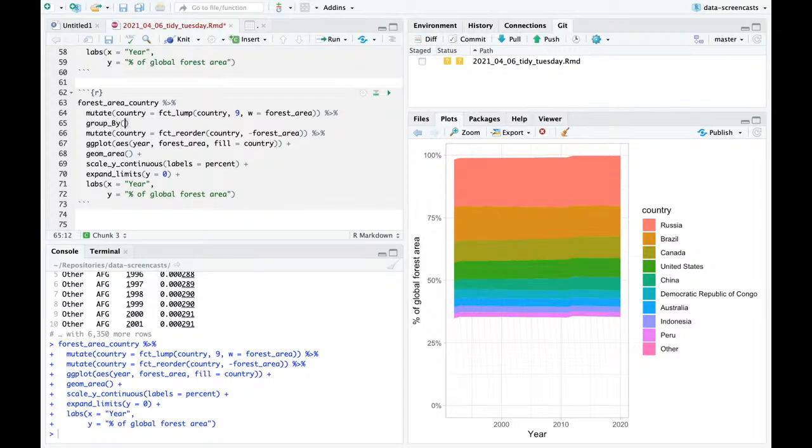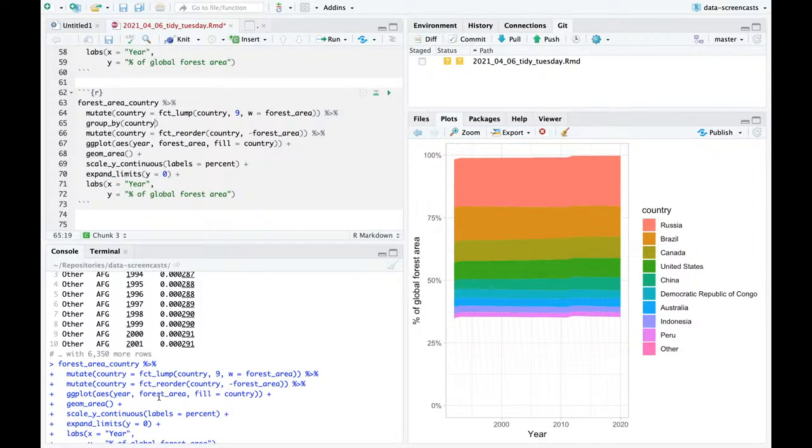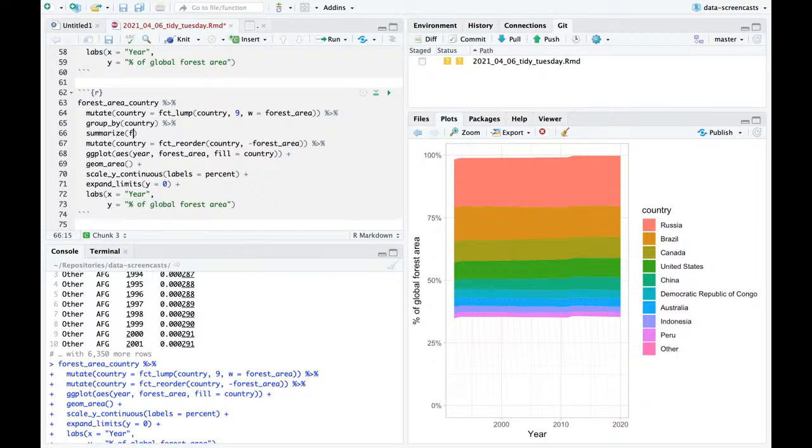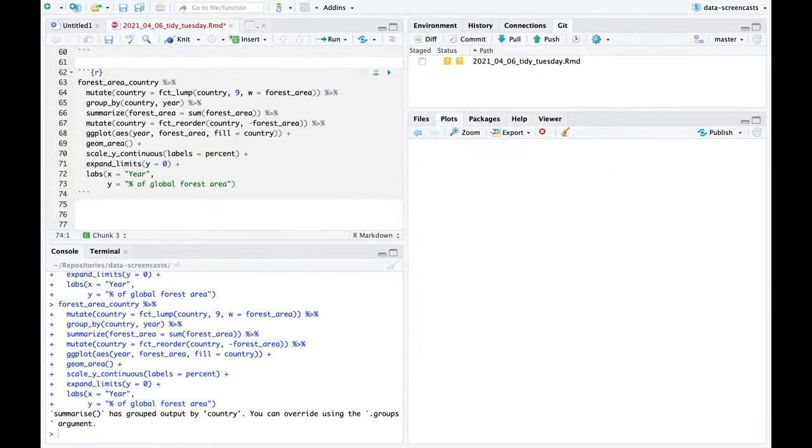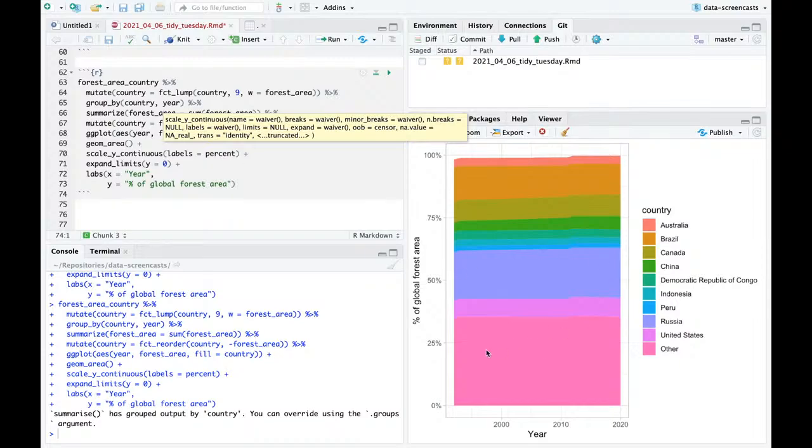So what I really want to do is group by country. It needed to say group by, oh, I see, yep, I see what happened. So I need to do group by country, summarize forest, for country and year, and now I do need to aggregate. I say summarize forest area is sum of forest area. Now it's way better off.